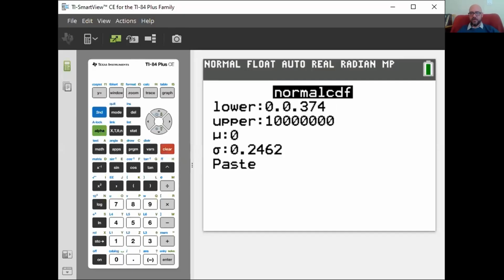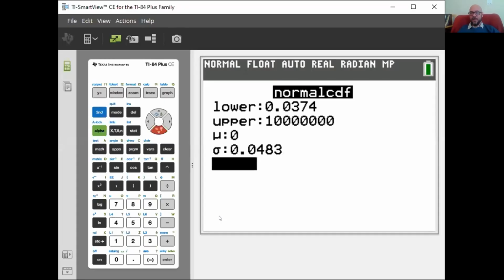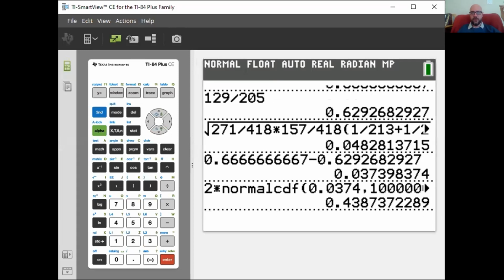0.374. Oh my gosh. 0.0374. Upper bound of a lot. And this is 0.04. Shoot. Oh my God, I feel terrible having memory this bad. 0.0483. There we go. Let's paste that in there. It's going to be pretty big, right? And so we get a p-value of 44%, so 43.8 or 43.9%. So that is, of course, not small enough to reject the null hypothesis at all.